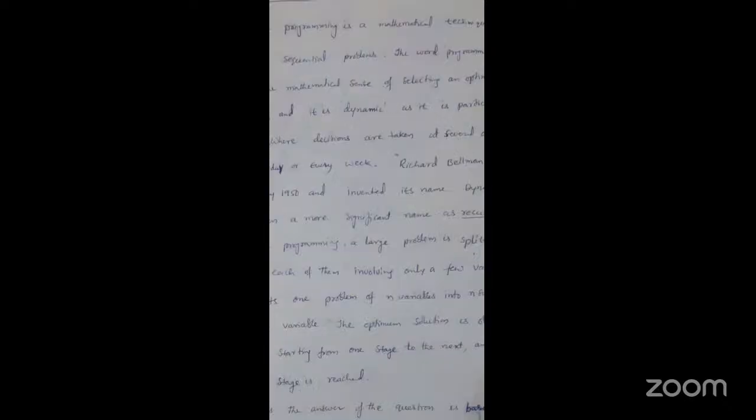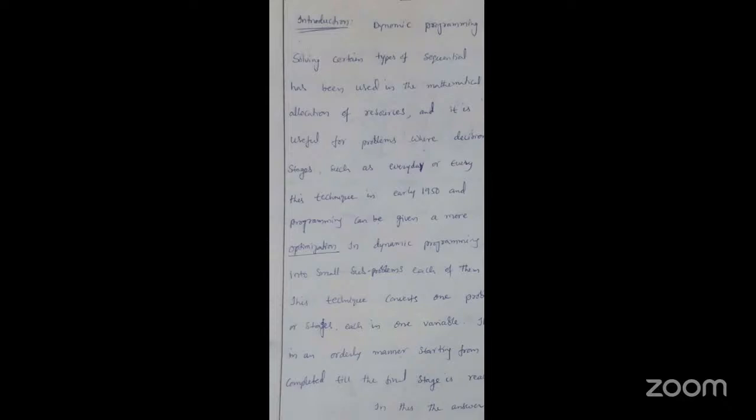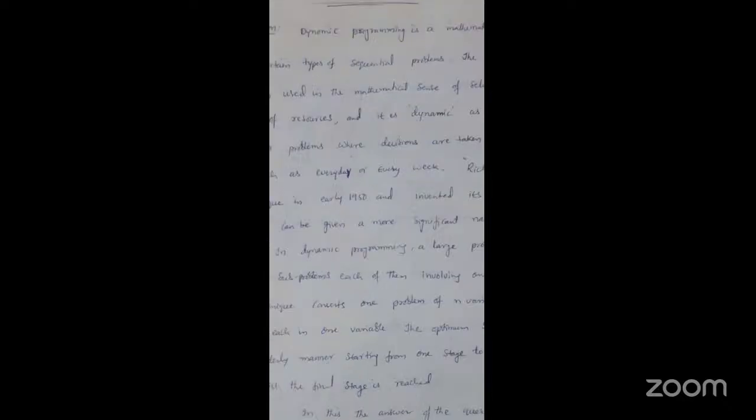Dynamic programming is a mathematical technique of solving programming problems, which has been used in the mathematical allocation of resources and is useful for problems where the decisions are taken at several distinct stages. Stages means here different steps, such as every day or every week.